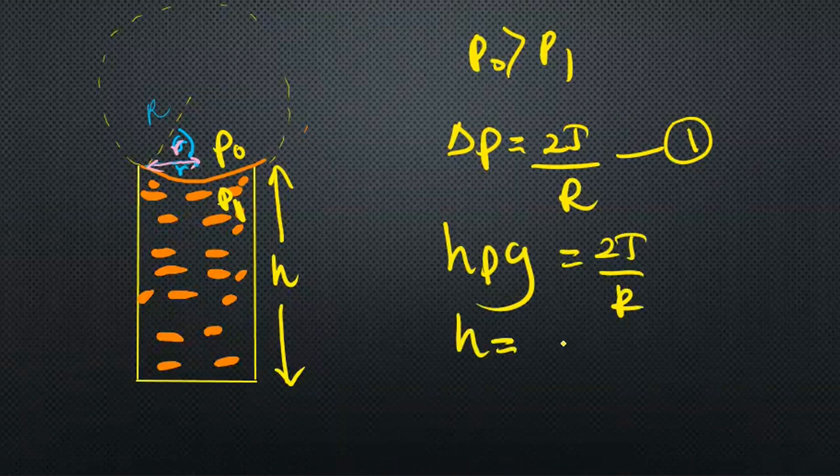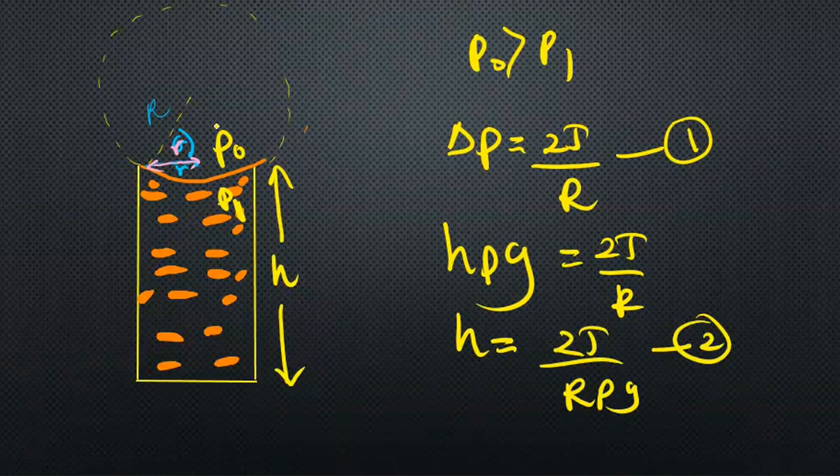So the subject H, capillary height, capillary rise, is 2T over R rho G. So we are getting the capillary rise height. And here you can see there's a connection between the radius of the meniscus and the radius of the capillary tube. So let's find the connection.